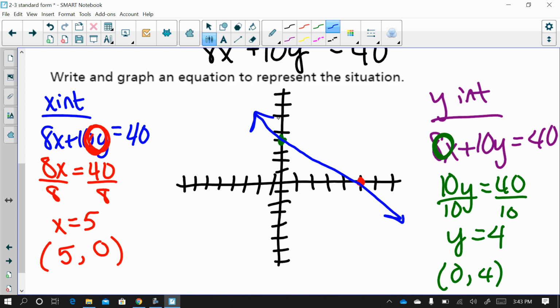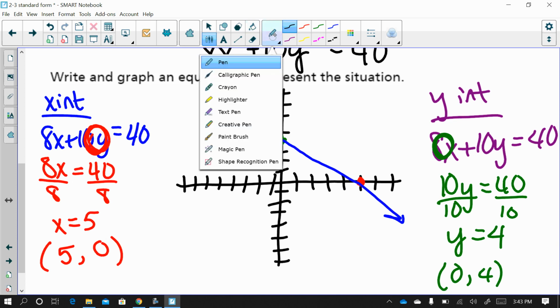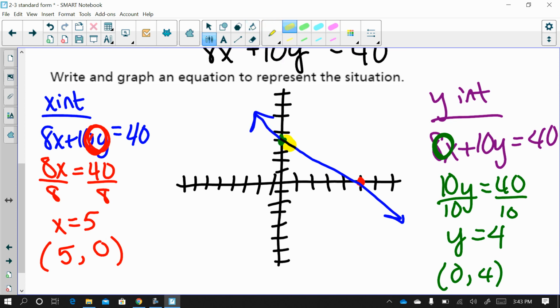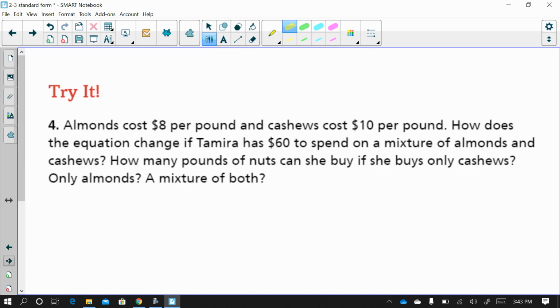There we have it. So she can buy any combination that is on this section right here. Okay, because if I go here, I'm buying negative. If I go here, I'm buying negative. And that doesn't make sense. Okay, so any combination of points on that line will work. Okay, your turn. Please pause the video and try this problem.